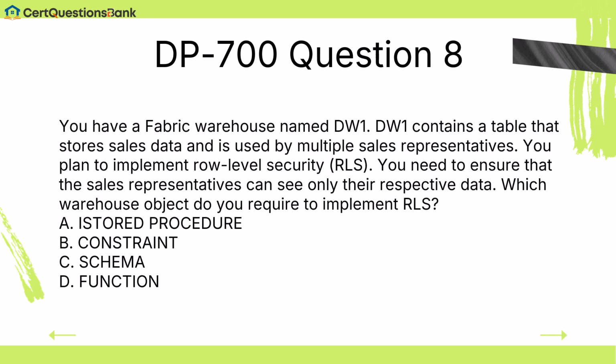You have a Fabric warehouse named DW1. DW1 contains a table that stores sales data and is used by multiple sales representatives. You plan to implement row-level security, RLS. You need to ensure that the sales representatives can see only their respective data. Which warehouse object do you require to implement RLS?